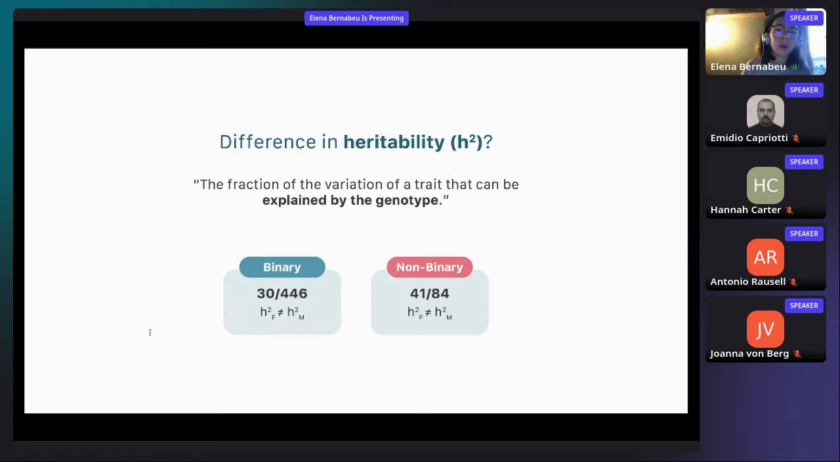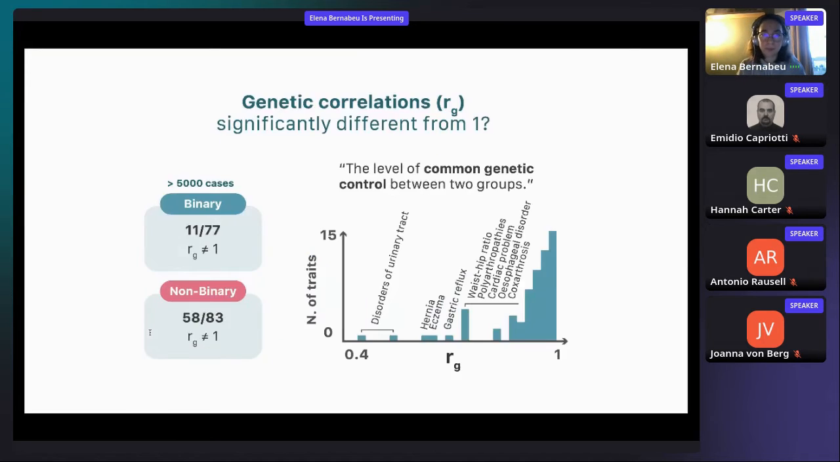So the first question that we wanted to answer was, is there a difference in heritability? Again, a roundup is that heritability is the fraction of variation of a trait that can be explained by the genotype. In rough terms, it's a little bit more complicated. But essentially, we found that 30 of the 446 binary traits did have a significant difference in heritability between the sexes, whilst this was around 50% for the non-binary traits, which is a pretty large amount of traits.